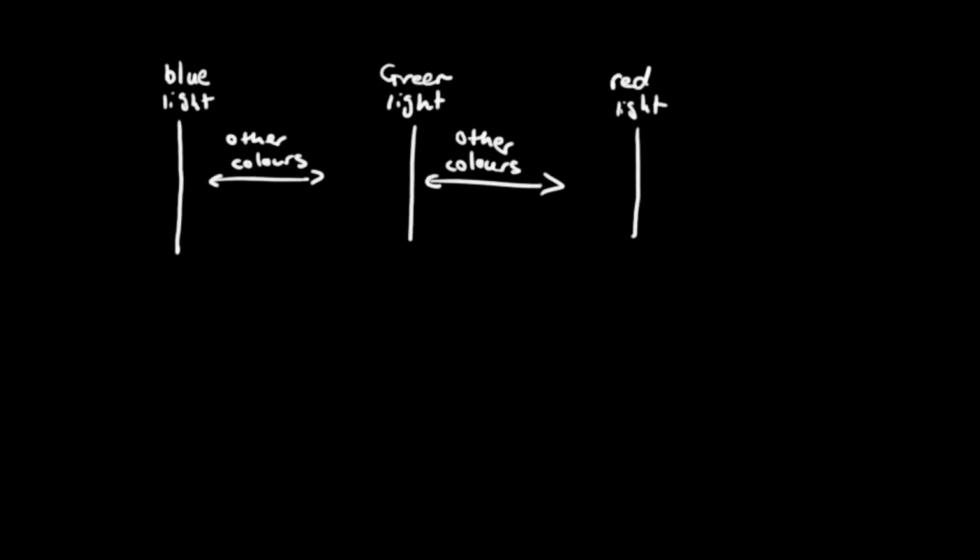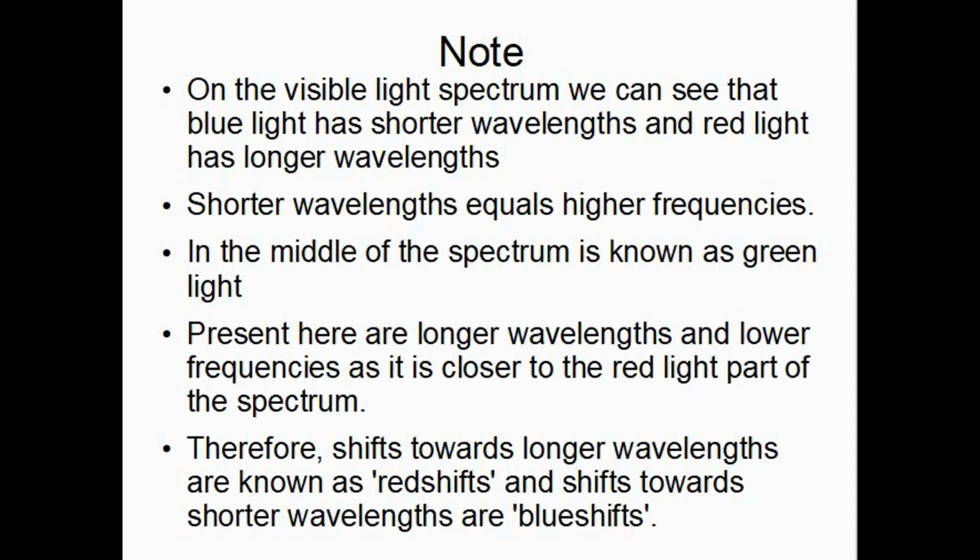Now we know what happens with blue light. It has shorter wavelengths, measured in lambda, so shorter lambda, and higher frequency. Over here in the red light we have longer wavelengths, longer lambda, and lower frequencies. So that's what happens with red and blue light.